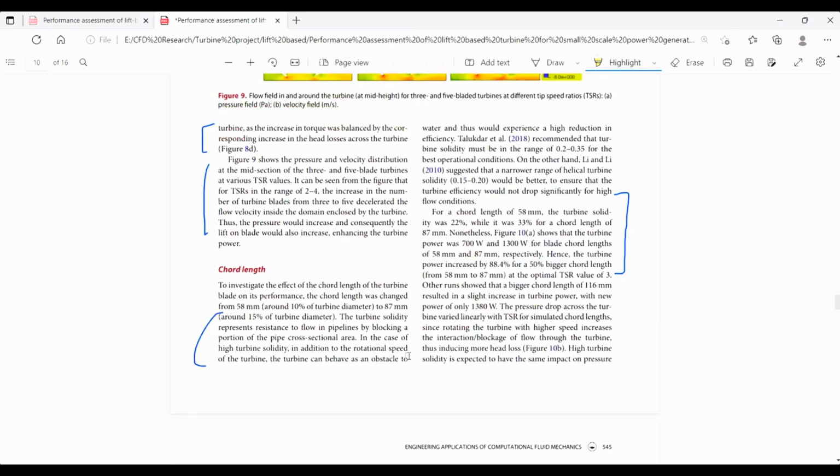The author also investigated the effect of chord length on the turbine performance, for which he increased the chord length from 58 mm to about 87 mm. The turbine solidity represents the resistance to flow in the pipe by blocking a portion of the pipe cross-sectional area. In the case of turbines with high solidity, in addition to the rotational speed, the turbine can behave as an obstacle to water and thus would experience a high reduction in efficiency.